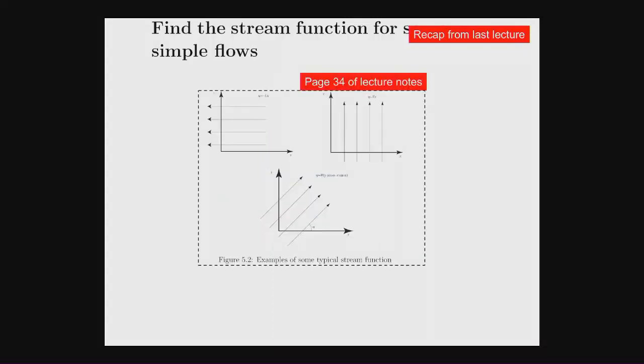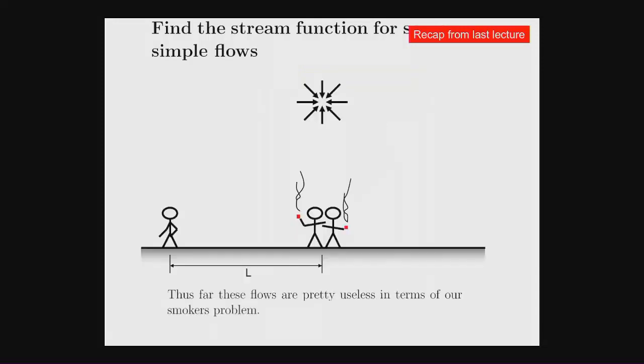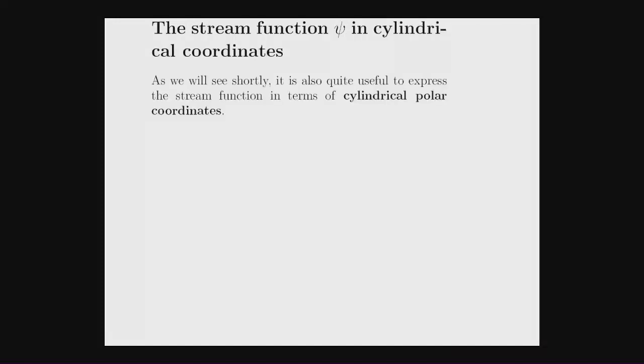Now, the problem is these simple flows, they don't actually help our smoker's problem. We therefore have to introduce something new today, which is a source and a sink. Right, so before we derive the source and sink, it might be useful for us to express our stream function in terms of cylindrical coordinates.